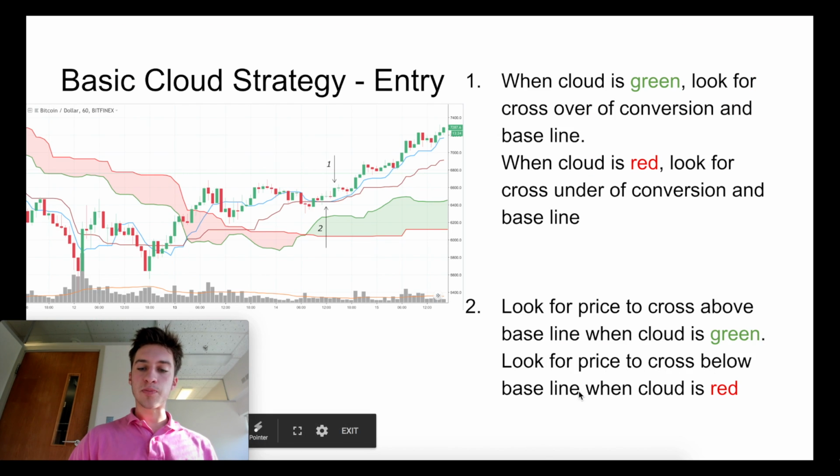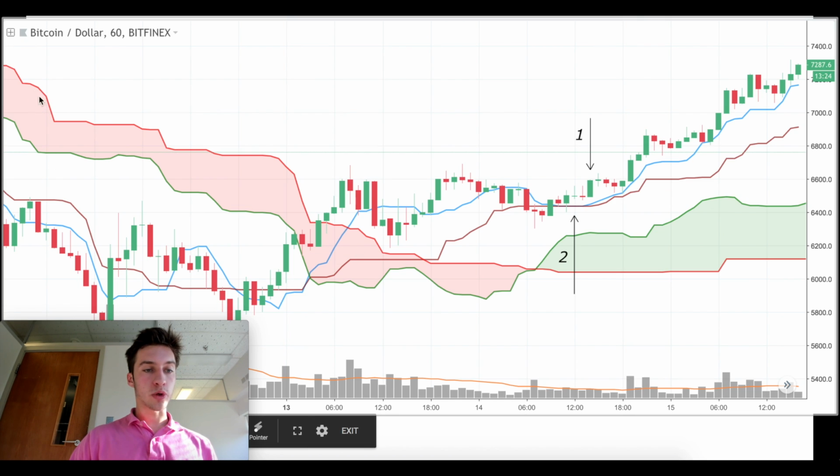Whenever price crosses below the baseline, when the cloud is red, we're typically looking to sell or to short. So here we're red. We see that the first time that occurs is here. Price goes a little bit above the baseline and then goes right below the baseline and doesn't go above it for quite some time until here. So this would have been a good spot to short. Maybe this would have been a good spot to exit that short.